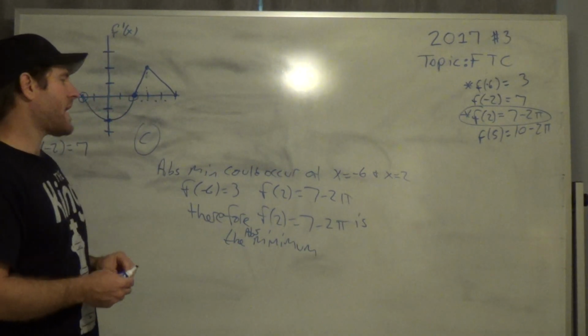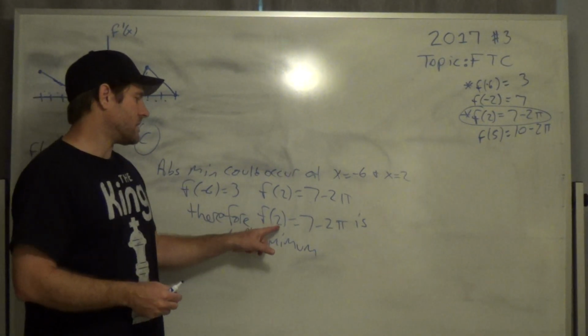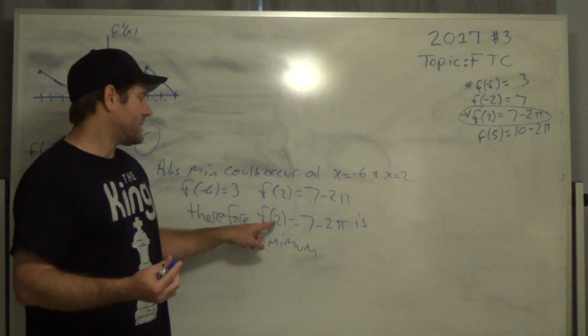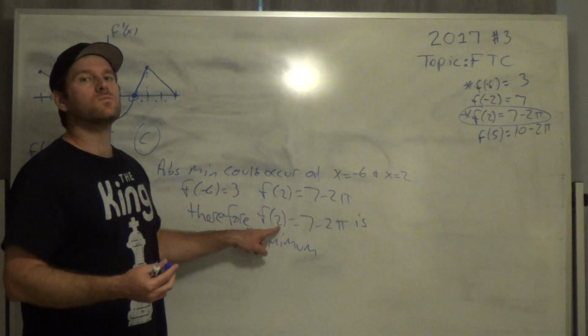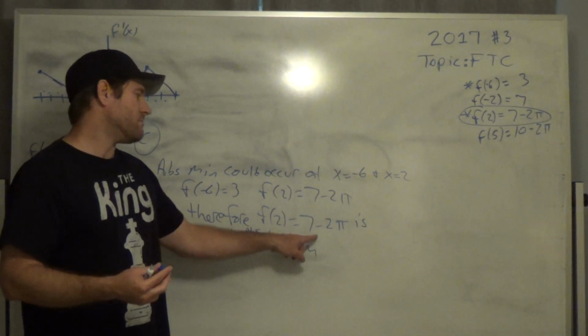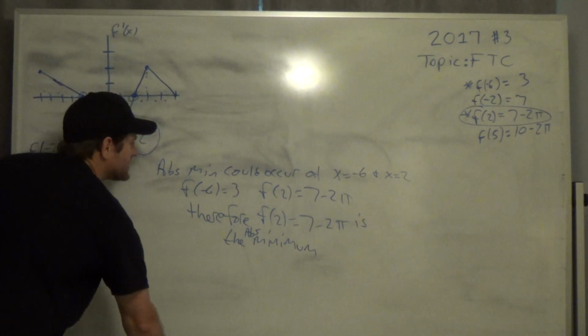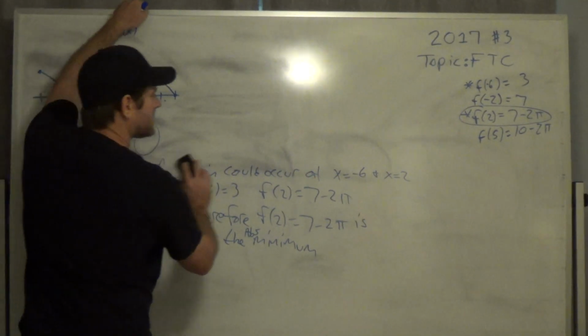Now folks, when they said the absolute minimum, they didn't want the x-coordinate. They wanted the y-coordinate. So 2 isn't the minimum. 2 is the x-coordinate where the minimum occurs. The minimum value is 7 minus 2 pi. All right, that's the end of part C. Let's go to part D.